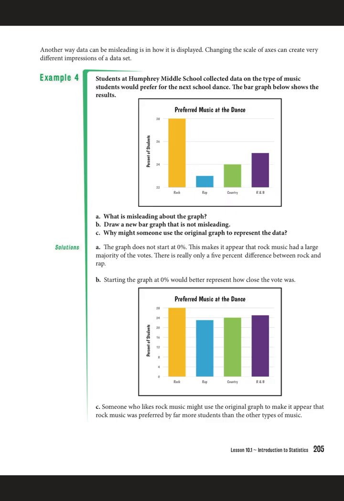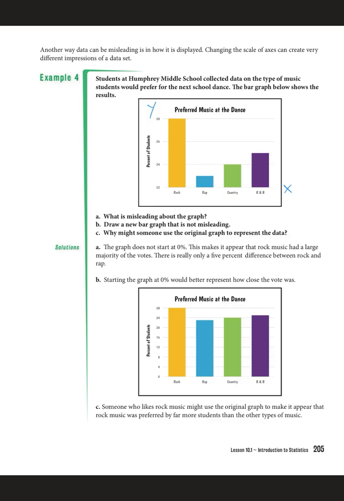Along the x-axis is your category of music, and along the y-axis is the percent of students. So 28% prefer rock and roll. It looks like about 23% might prefer rap, 24% is country, and let's say 25% would prefer R&B.